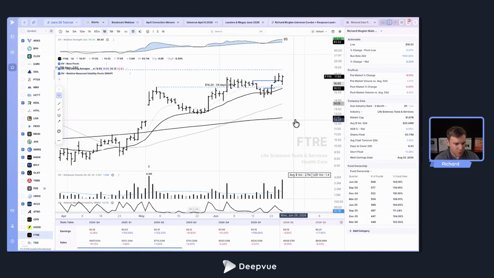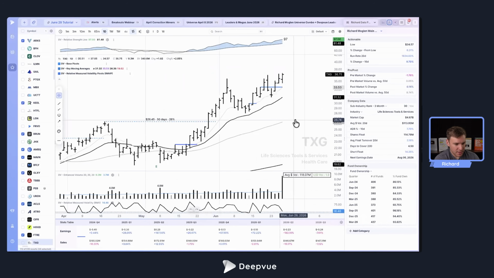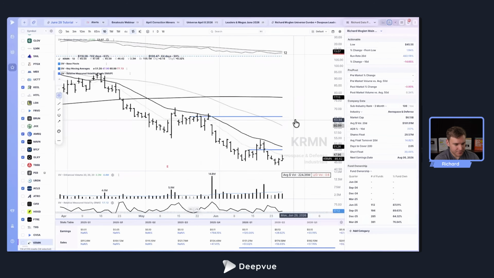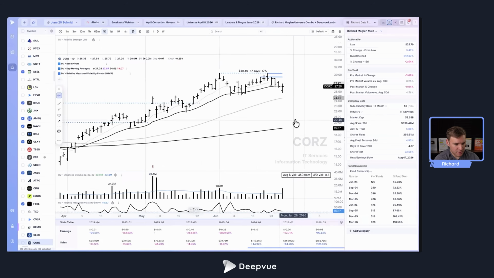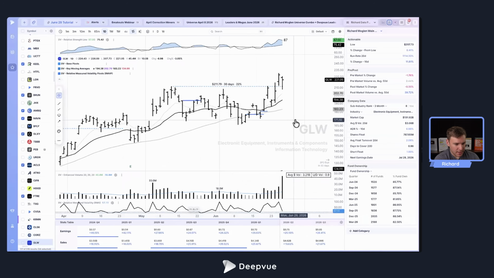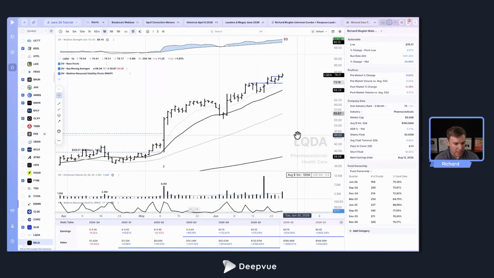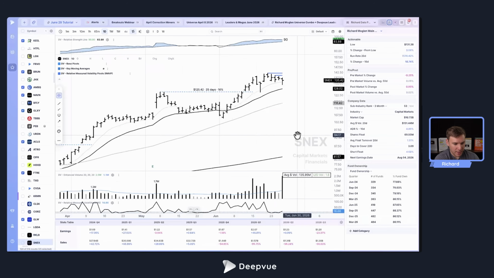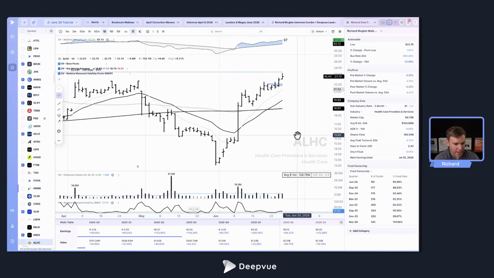FTRE, Life Science Tools, been acting well. We'll add that. TXG, no setup. CLSK, we'll keep for now. Glow, I'd like to see a little bit more pull in versus the base pivot, but we'll add it for now. It was a prior theme leader, so I purchased that a little bit. SNEX will add.